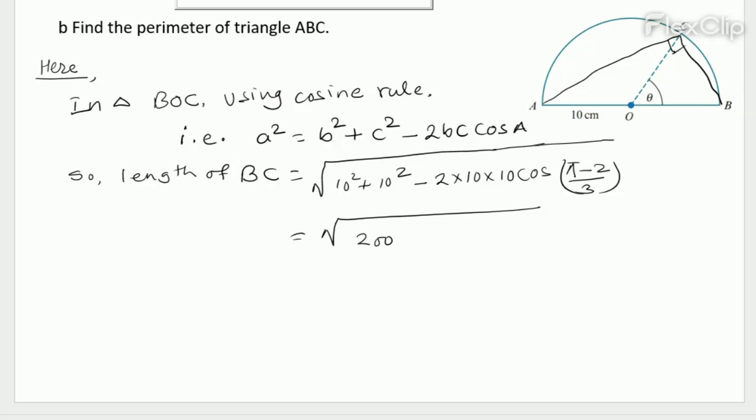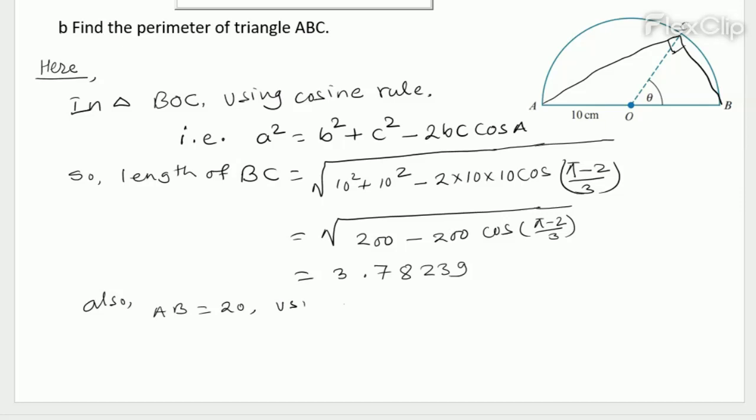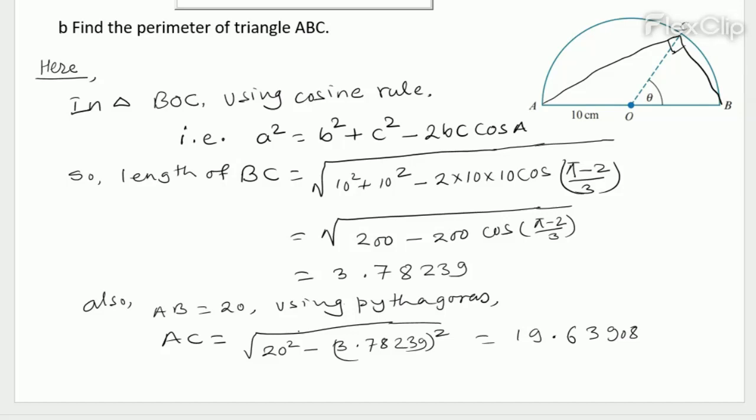Simplifying that, we get the length of BC as 3.78239. Also, for the length of AC, we can use Pythagoras: AC equals the square root of AB square minus BC square. That is, AB square is 20 square and BC square is 3.78239 square, which gives the result 19.63908.